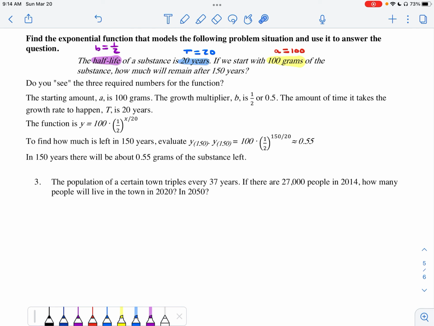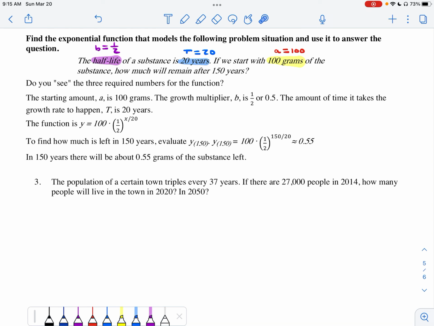Whenever you're looking at one of these application problems, you want to start by identifying those three required numbers. You want to find your starting value. You need to find your growth or decay rate, and then how long it takes to grow or decay by that rate.